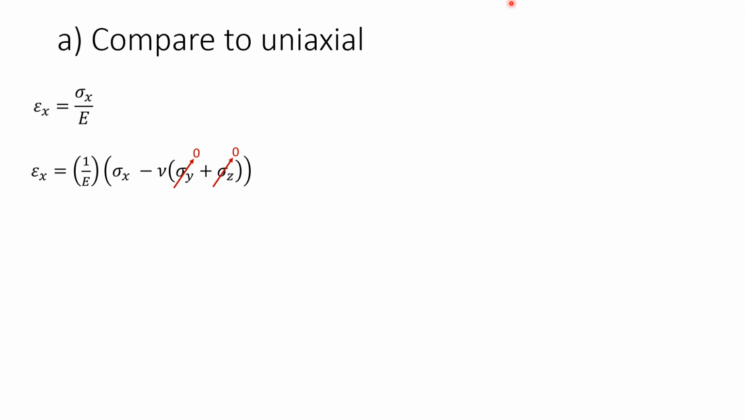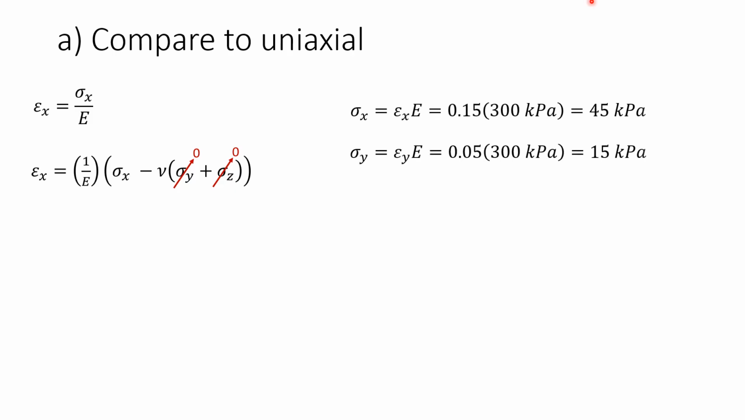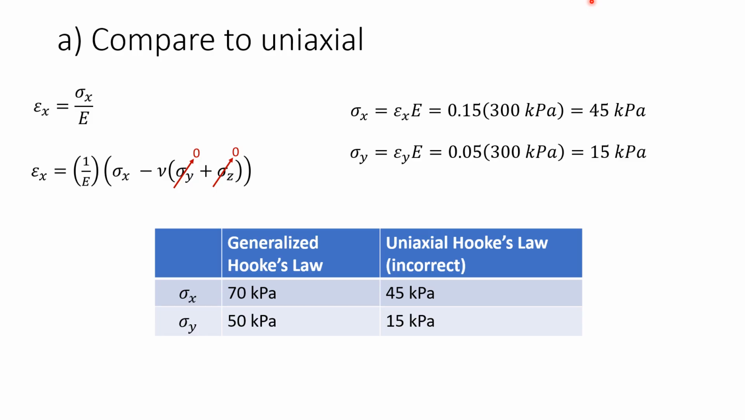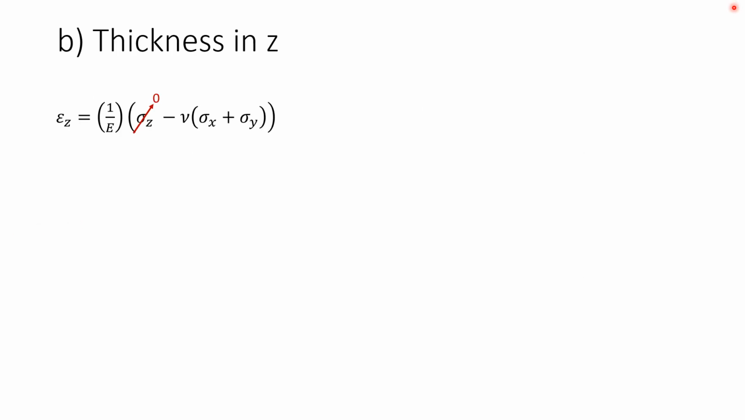If we were to do the calculations incorrectly by directly applying the uniaxial Hooke's law, we find stresses of 45 kilopascals and 15 kilopascals in the x and y directions. Comparing to the correct solution using the generalized Hooke's law, we can see that the uniaxial solution for the stress in the y direction is not just a little bit wrong, but it's off by more than 3 times. So it's super important to remember to use generalized Hooke's law anytime we have stresses in multiple directions.